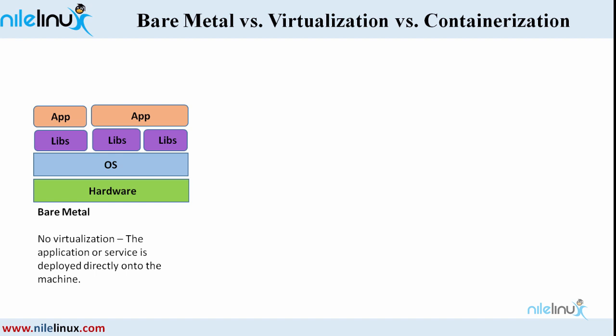So bare metal basically just means that you have your hardware, you have your CPU, you have your RAM, you have your physical server, and then you deploy your operating system directly on top of that server. After that, on the operating system, you have all your prerequisite libraries and the things you need to deploy your application, and then you have your application itself, and it just sits on that computer and it's not isolated from anything else on that machine.